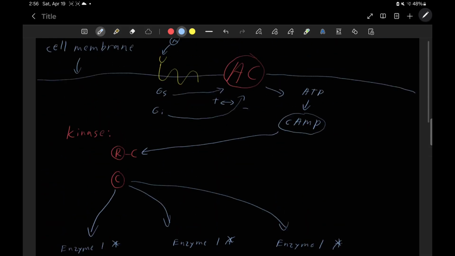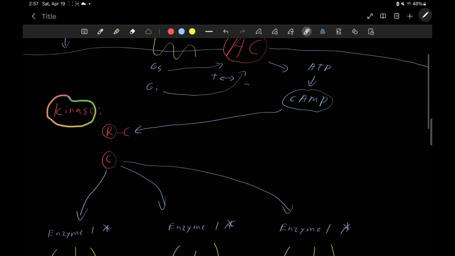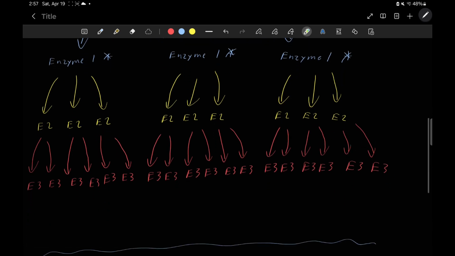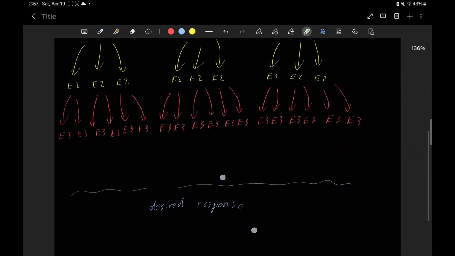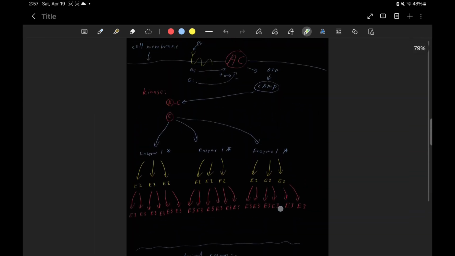And that's about it. So it's a long process. It goes from GPCR to G proteins to an enzyme like adenylyl cyclase to cAMP second messenger to kinases, which activate some enzymes, which activate more enzymes, which activate more enzymes, and then eventually your final response. And that's the whole picture.